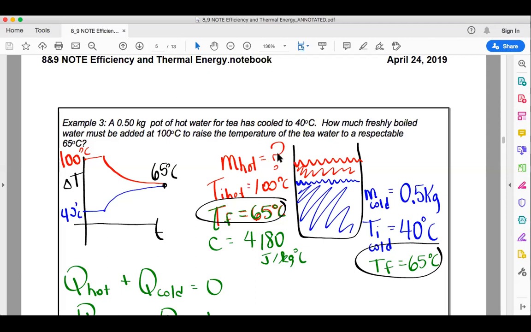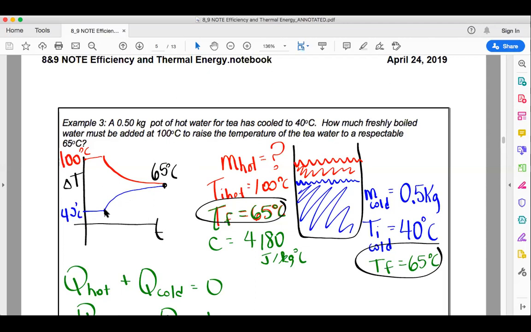We want to know the amount of the hot side. We know that both of them together, once mixed, will give us 65 degrees Celsius. So the hot side and the cold side are always connected by TF. Remember that delta is final minus initial, so delta T is TF minus TI. If we graph what's going to happen over time, we have the 40-degree water, and as soon as we mix, it's going to increase up to 65 degrees Celsius.